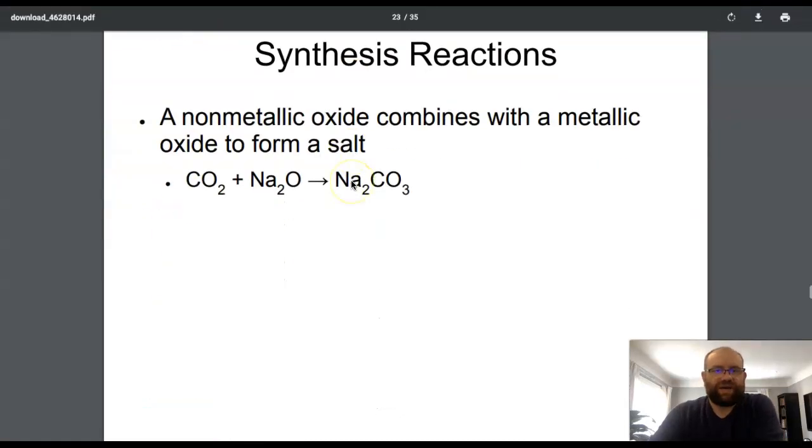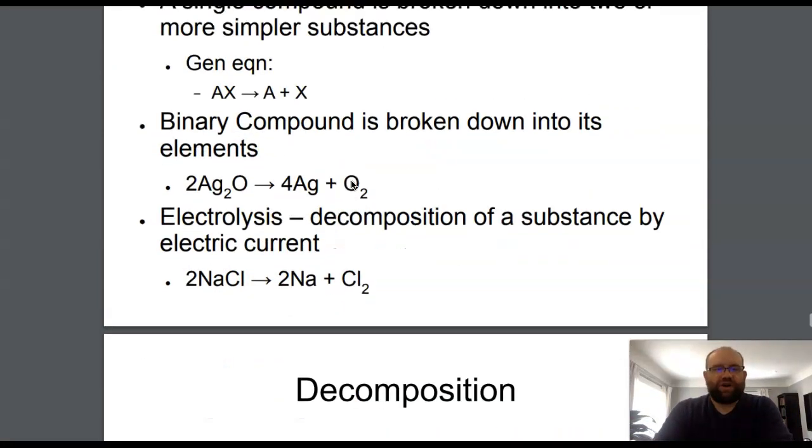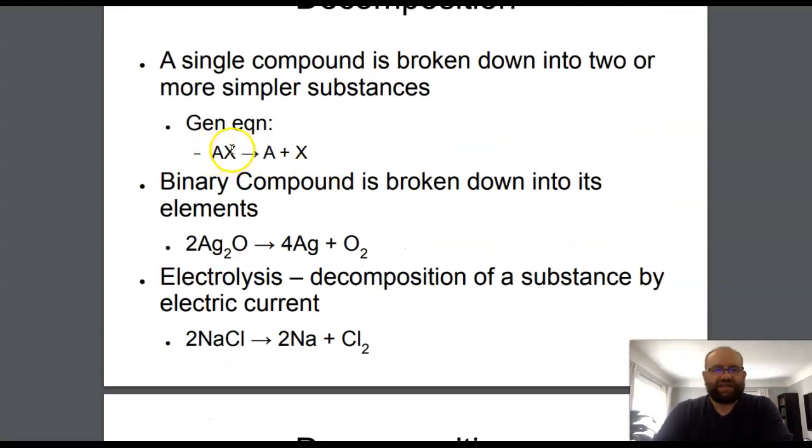So continuing on after synthesis, we've got the decomposition. If something decomposes, it breaks up into 2 parts. So the general equation is AX breaks down into A plus X. Now, there's a couple different ways that we can break down substances. They can decompose from heat. They can decompose from light. They can decompose from electricity.